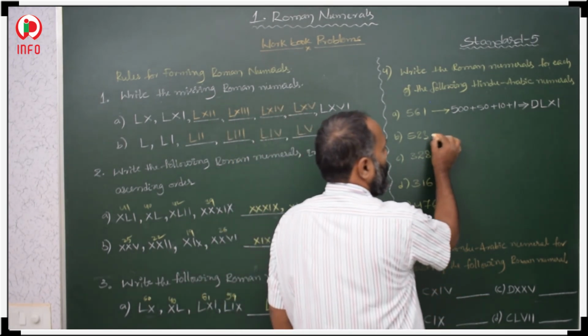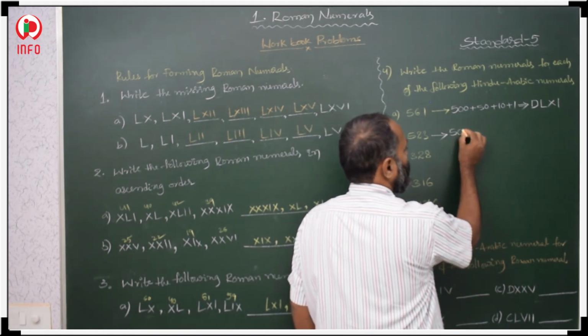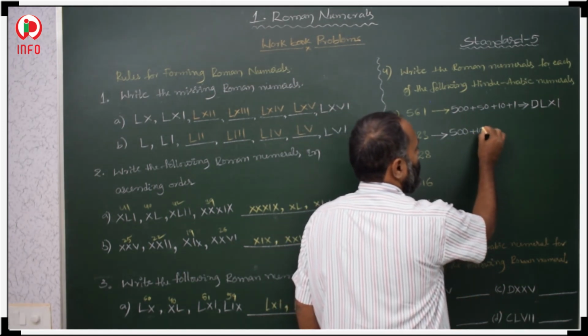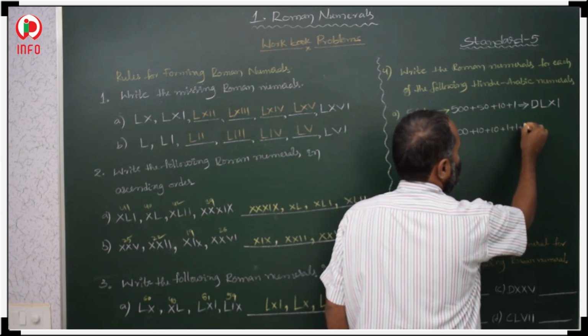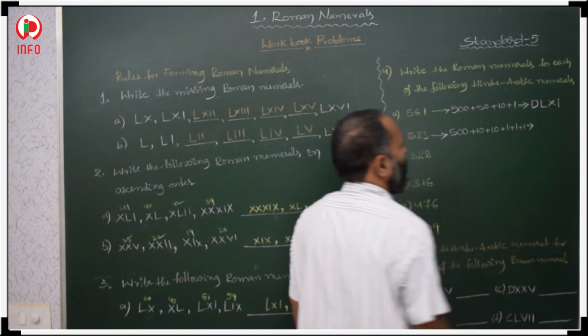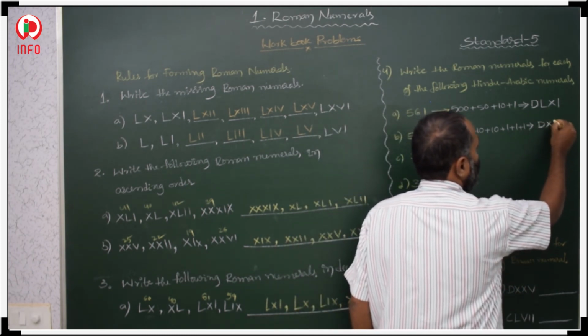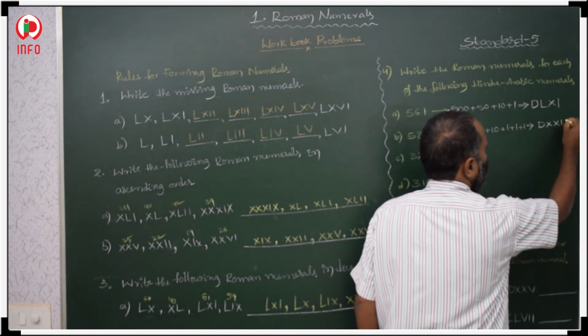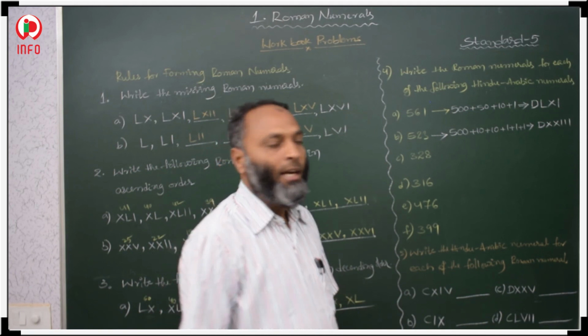Then 523. How to write 523? First 500. 20 means 10 plus 10, 20. And 3 means 1 plus 1 plus 1. Then how to write? 500 is D, 10 is X, 10 is X, 1 is I, 1 is I, 1 is I. D, X, X, I, I, I. Next.